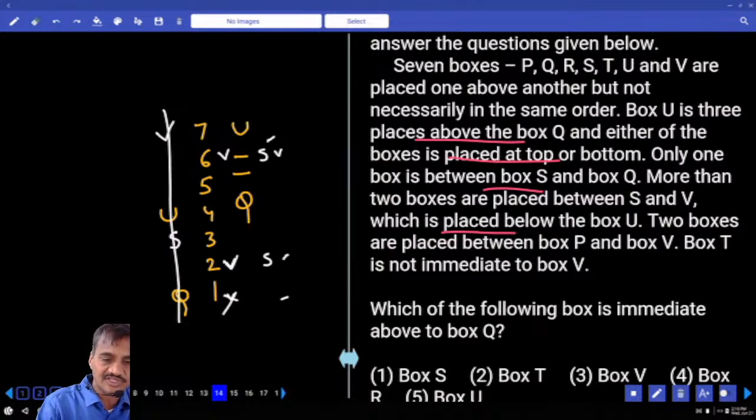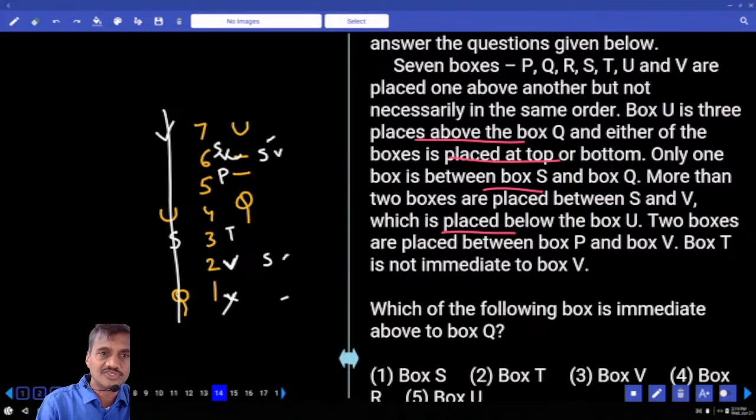Then let us take V at this place. If V is here, then S will be at this place, and more than 2 boxes between V and S. Then in this case, if V is here, and 2 boxes between P and V, P will be here. T is not immediate to V.